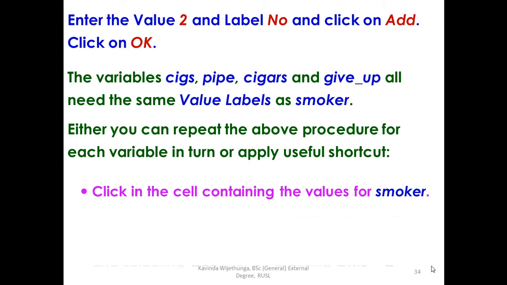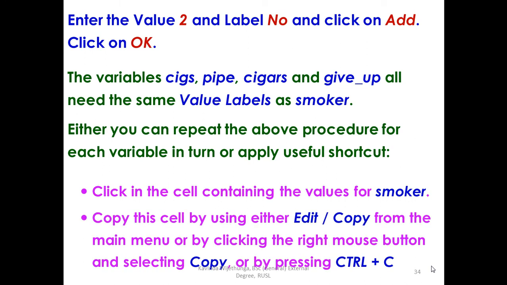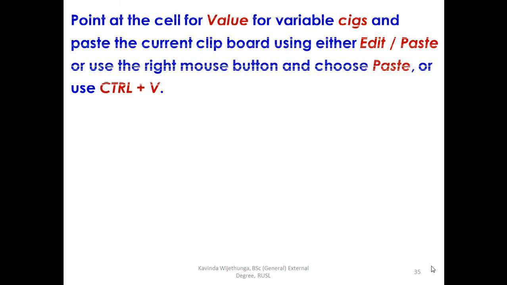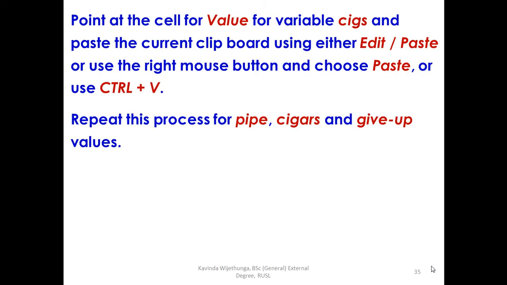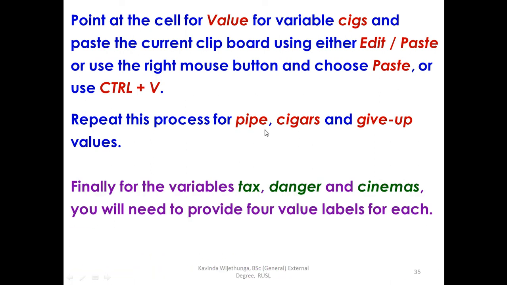Click the cell that contains the value labels for smoker. So you know how to copy and paste: Control C for copy and Control V for paste, right? Repeat this process for pipe, cigars and give up for the values, right?